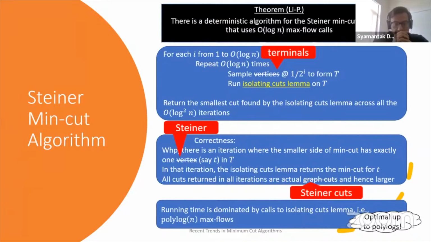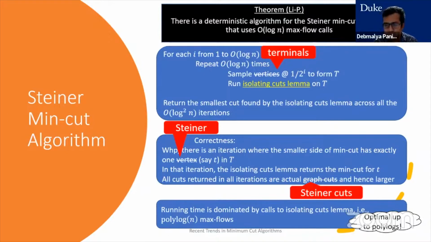So I wrote log n in the black box on top. That should actually be polylog n. That's a typo. Okay, there are multiple logs there. Okay, so that gives a new Steiner min cut algorithm. This is pretty much an immediate extension of the global min cut algorithm.